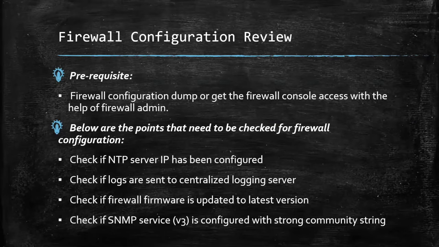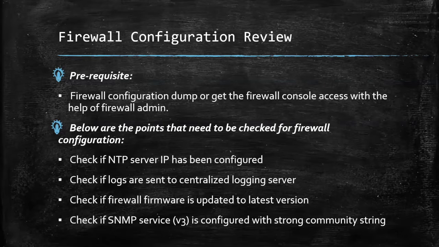Fourthly, we should check the SNMP service, which has been configured for health checks and monitoring of the firewall. It should be set to version 3. Version 3 is the secure version of SNMP, and we should also set a strong community string. The string can be public and private, but we should set a custom community string over here.